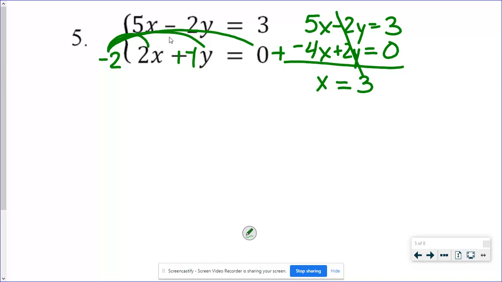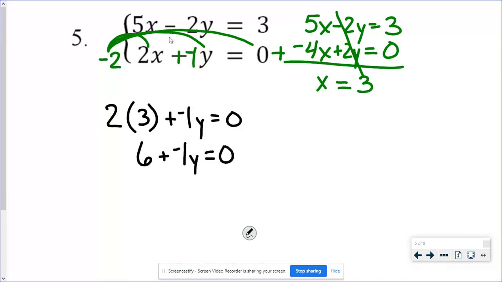Once I know what the x is, I can go back in and find the y. It doesn't matter which equation we use, or again, we can use the adjusted equation that we created. I think I'm probably just going to stick with the second equation, exactly the way it was. So I have 2 times my x plus a negative 1y equals 0. So 6 plus negative 1y is 0.